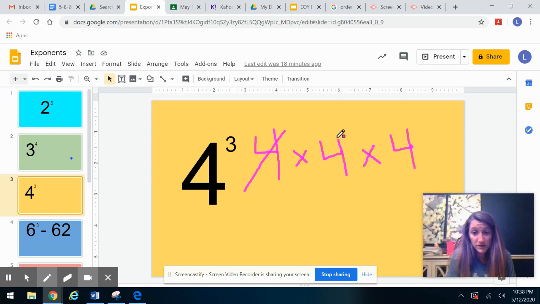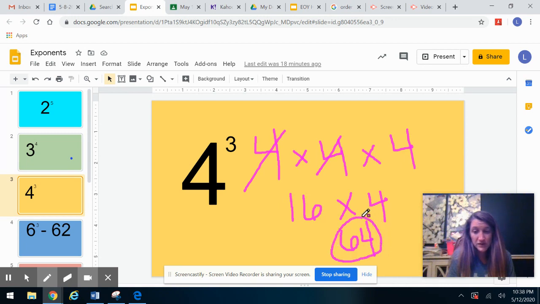So 4 times 4 is 16. 16 times 4 is going to be 64. So 4 to the power of 3, or we could say 4 cubed. Remember when it's the little 3, that could be cubed, or the little 2 means squared. So 4 to the power of 3 equals 64.